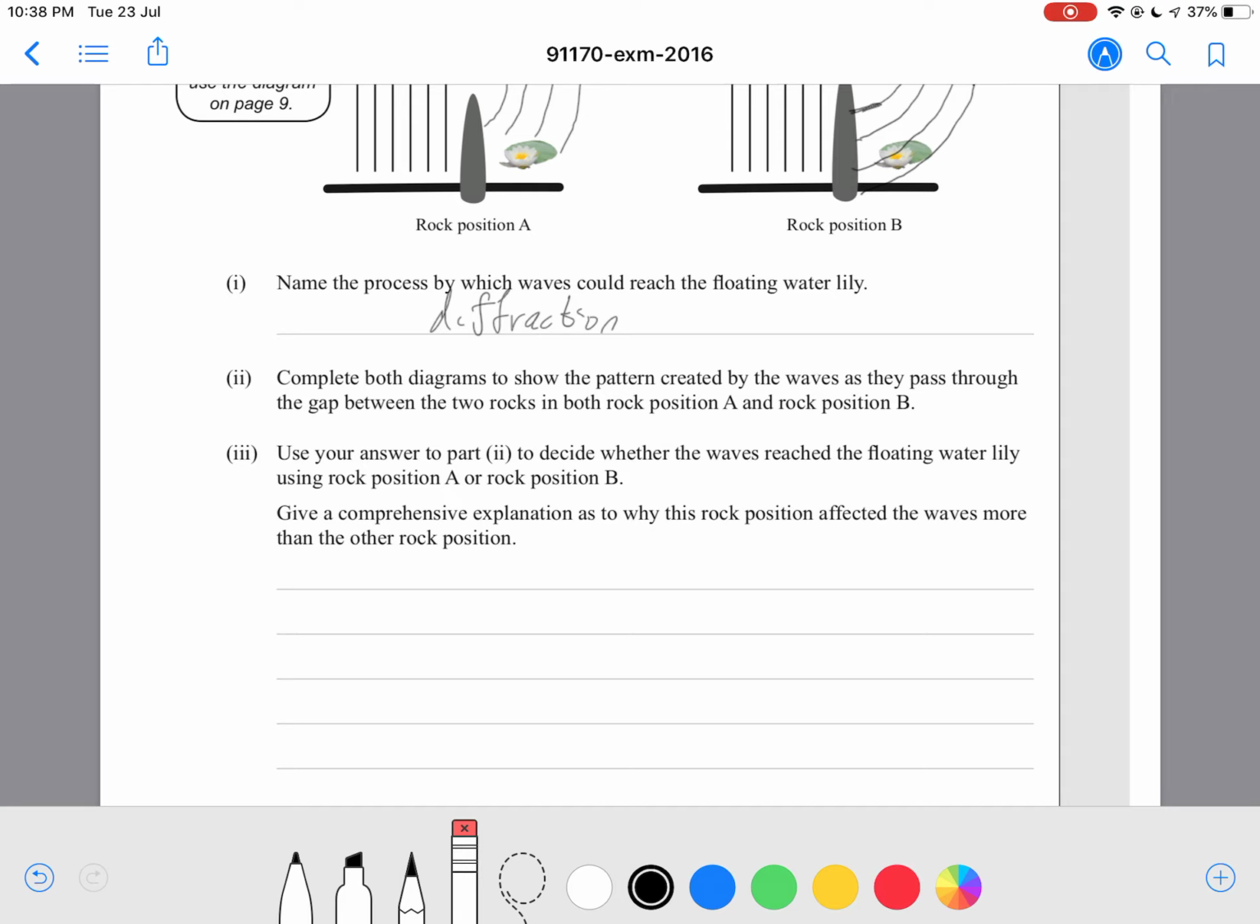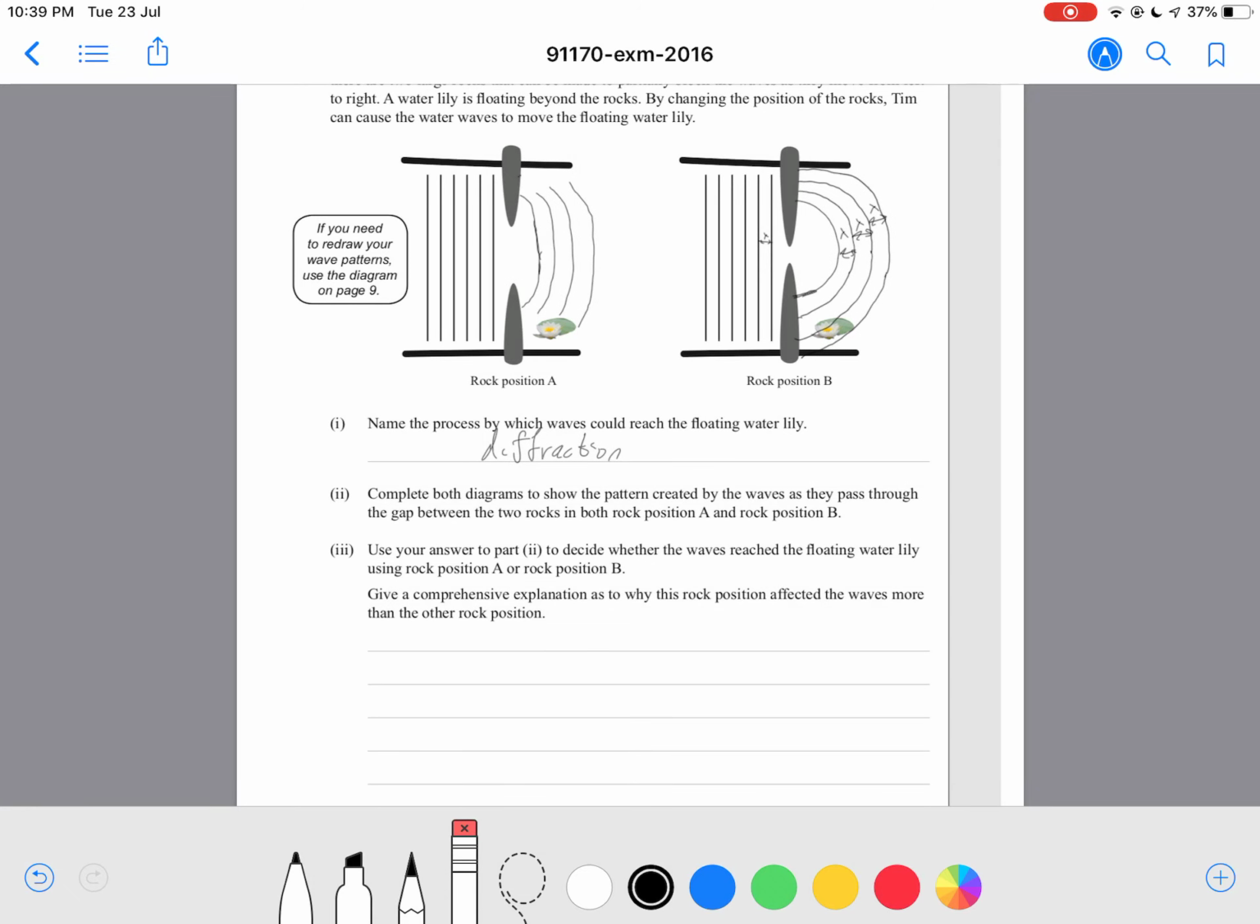Use your answer in part II to decide whether the waves reach the floating water lily using rock position A or rock position B. Give a comprehensive explanation as to why this rock position affected waves more than the other. Once again, this question is asking you about the size of the diffraction. In rock position B, it was a small gap, very similar to the wavelength. Therefore, there was a large diffraction, and the waves were created in semicircles, so they're able to diffract really large and reach the water lily.